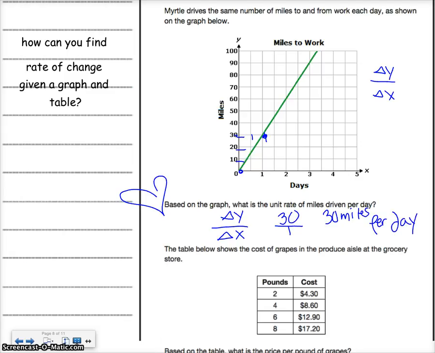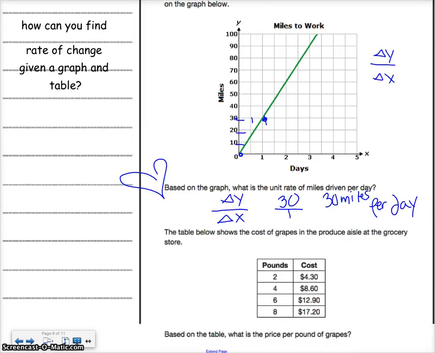So that is the connection between slope and unit rate. They're going to give you a graph and say, identify the unit rate or the constant rate of change and interpret it. Interpret it means that I write what it really means. What does my slope represent? It's always y over x. My slope represents y, which is miles, over x, which is day. Miles per day. Okay?